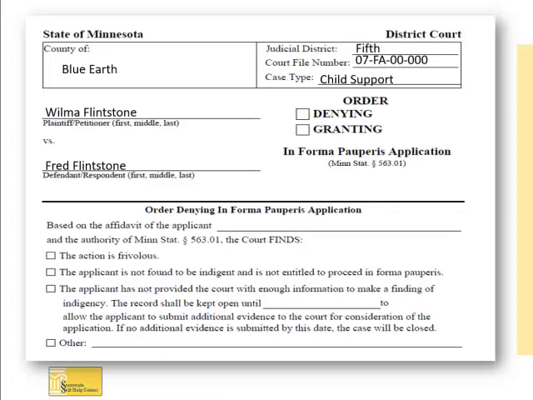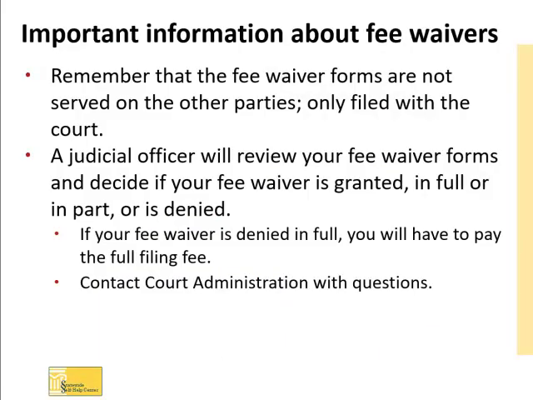The order denying or granting In Forma Pauperis application form is the other form you will need. You should see IFP 104 on the bottom left-hand corner of the form. Fill out the caption the same way you did on the other paperwork. You only need to fill out the caption on this form. You do not need to fill anything else out. The rest of the form will be completed by the judicial officer. Remember that fee waiver forms are not served on the other parties. You will file these forms along with your other original paperwork for your motion to modify child support.